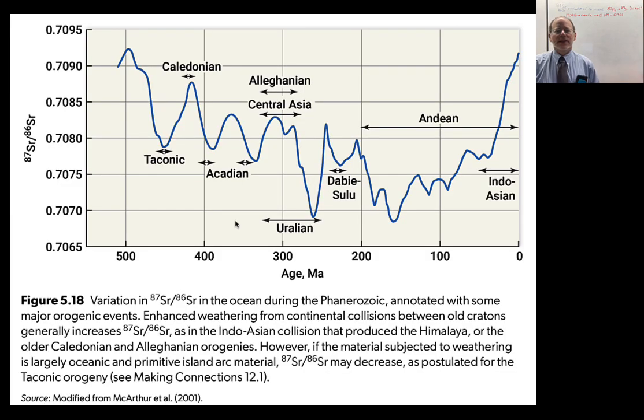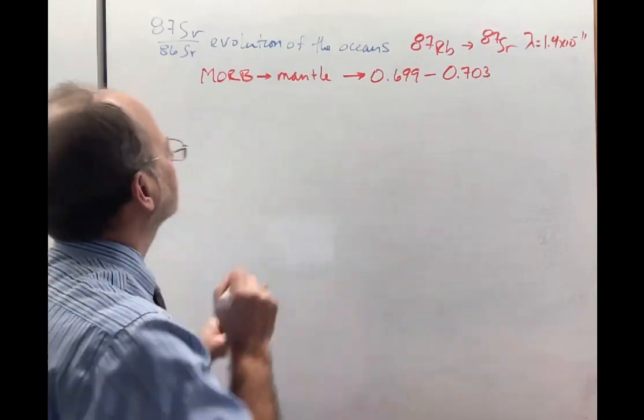So if we go back to this diagram, we see that the minimum values here are not as low as MORB. MORB would be down here somewhere. And so we can see that we're seeing more of a mantle signature as we go to lower 87-86 ratios. We're seeing something else as we go to higher 87-86 ratios. Now, what is it that creates those higher 87-86 ratios? That's continental crust. It's not just any continental crust, it's old continental crust.